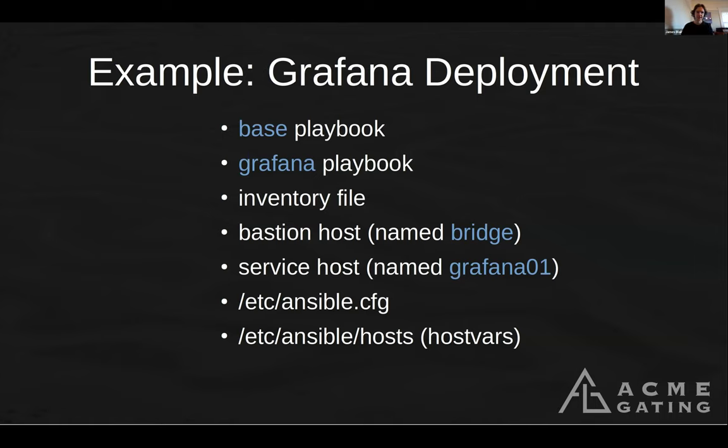This is basically everything that we need to do to deploy a Grafana service. We have a base playbook that we run on all of our nodes, does things like set up firewall rules, things like that. We have a Grafana playbook that actually does the Grafana deployment. We have an inventory file, which in production is our real inventory file. If we're doing the test job, then it's an inventory file that just contains the ephemeral node that Zuul retrieved for us. We have a bastion host, we have our service host, and then we have Ansible configurations.